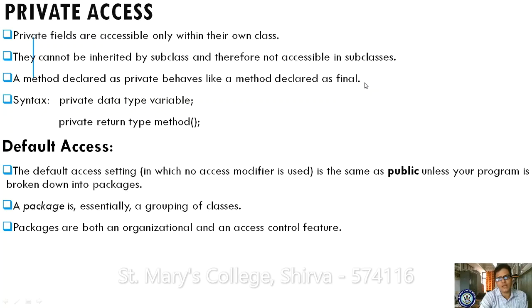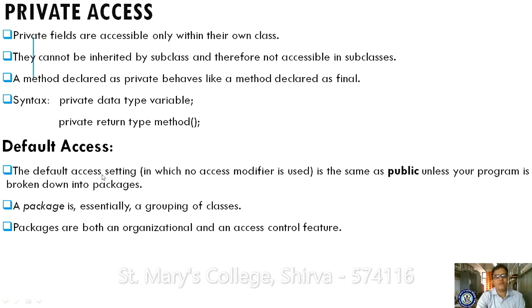Please observe here, finalize we have learned is a destructor. If you define the keyword as final, it is a constant. How to declare constants in Java? By using the keyword final. Here is the syntax for the private access specifier: private data type variable. If you declare the variable of a particular data type as private, you are unable to access it outside of the class. You can access it only within that class. And if you define your method as private, you are unable to access it.